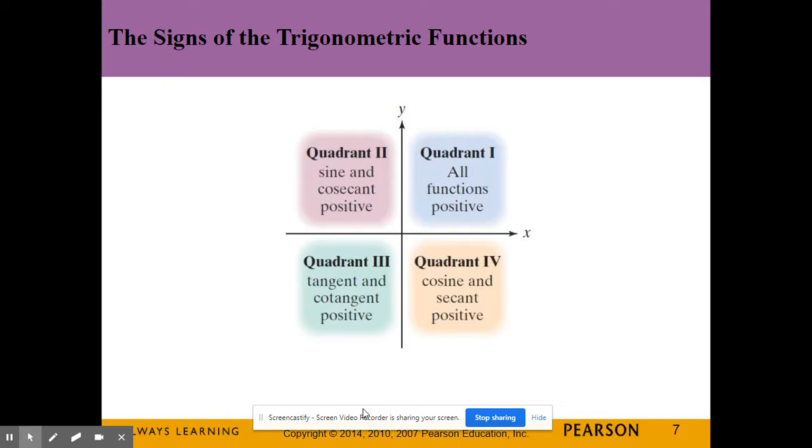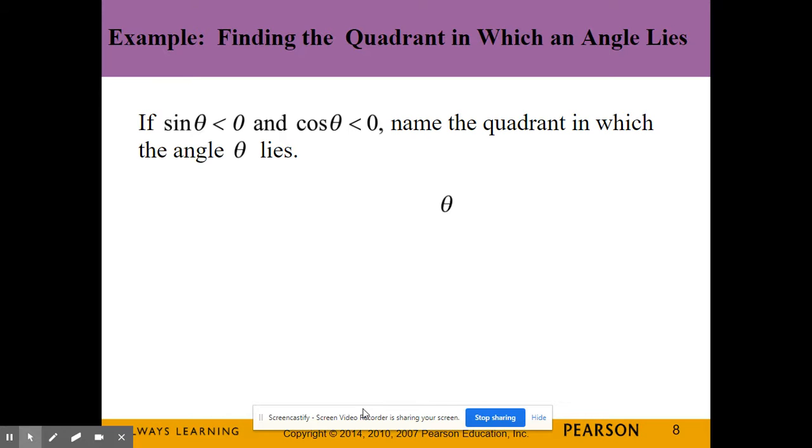Quadrant 4 is where cosine and secant are positive because that's where x's are positive and y's are negative. Quadrant 3, the only thing positive is tangent and cotangent. That's because your x's and y's are both negative. So the cosine and the sine and the secant and the cosecant, they're all negative. But tangent and cotangent are positive because they're a negative divided by a negative. That chart's going to be useful for what we're going to do here.